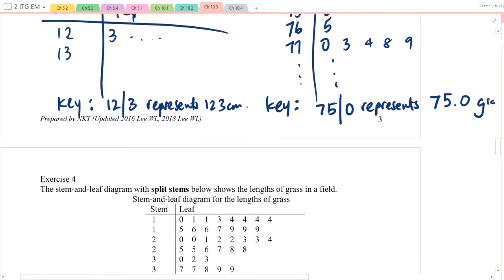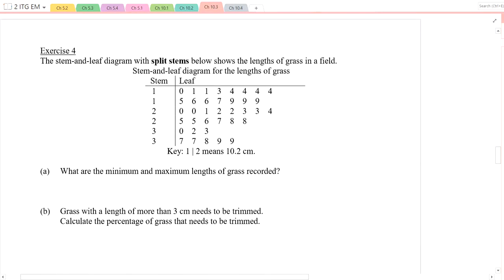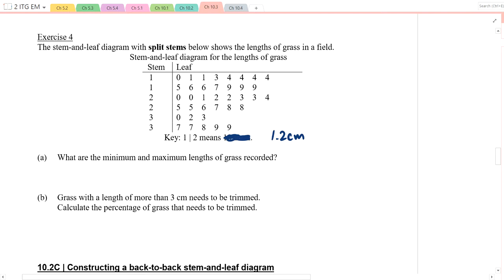Exercise number 4 now. I just want to point out one error in the printing. What do you think this 1 dash 2 means? Nope, in this case it means 1.2 cm. Okay, please change the question. It's meant to be 1.2 cm. So do you think you can complete the rest of the notes for this?